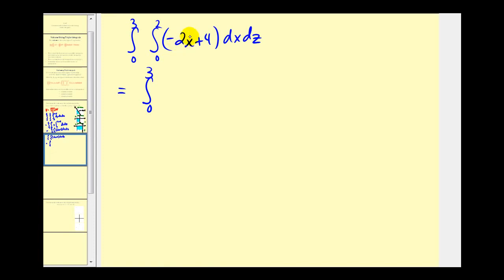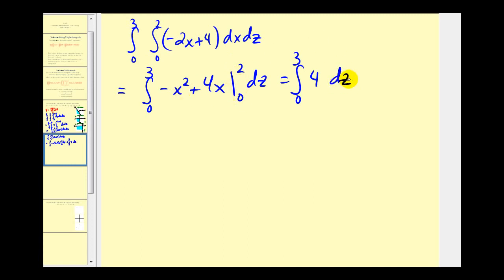So we'll have negative 2 times x squared over 2. That'll be negative x squared plus 4x. And then when x is 2, we're going to have negative 4 plus 8. That'll be 4. And then when x is 0, they'll both be 0. And now we'll integrate with respect to z. We'll have 4z.